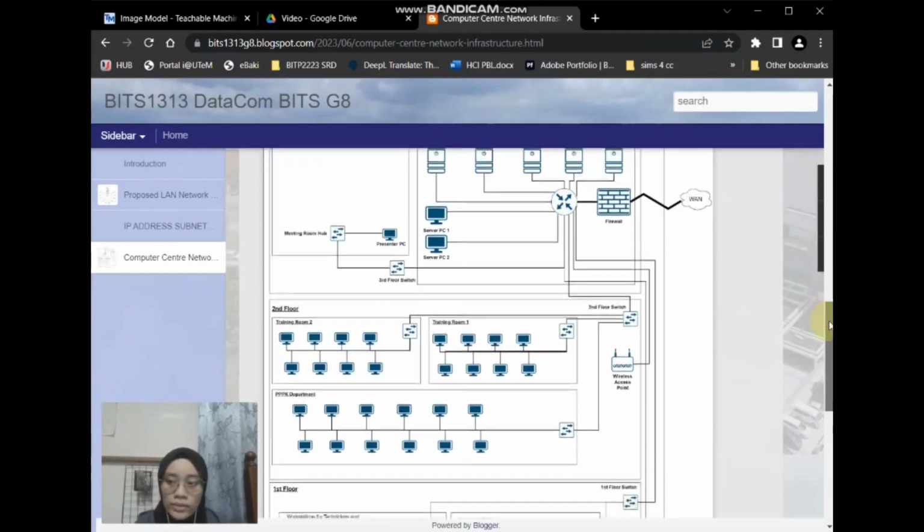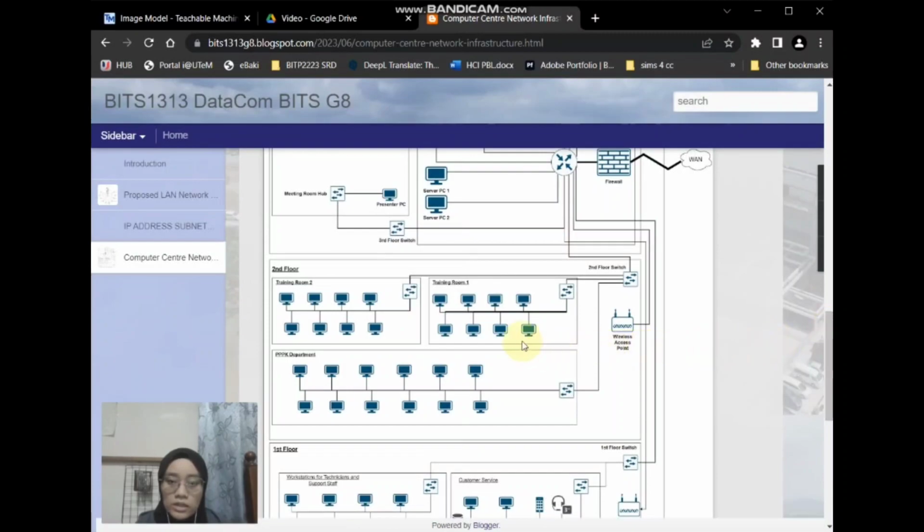Here on the second floor, each room will have a hub to facilitate easier cable management. The connection between devices on the second floor and the second floor switch will generally follow a bus topology.